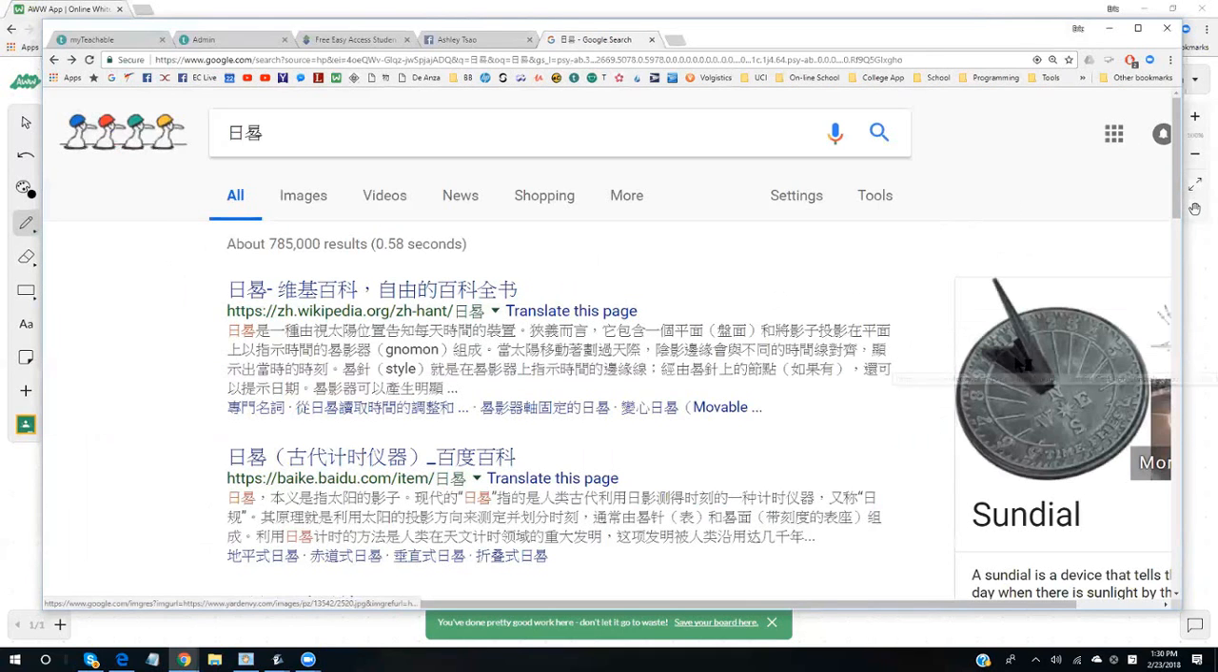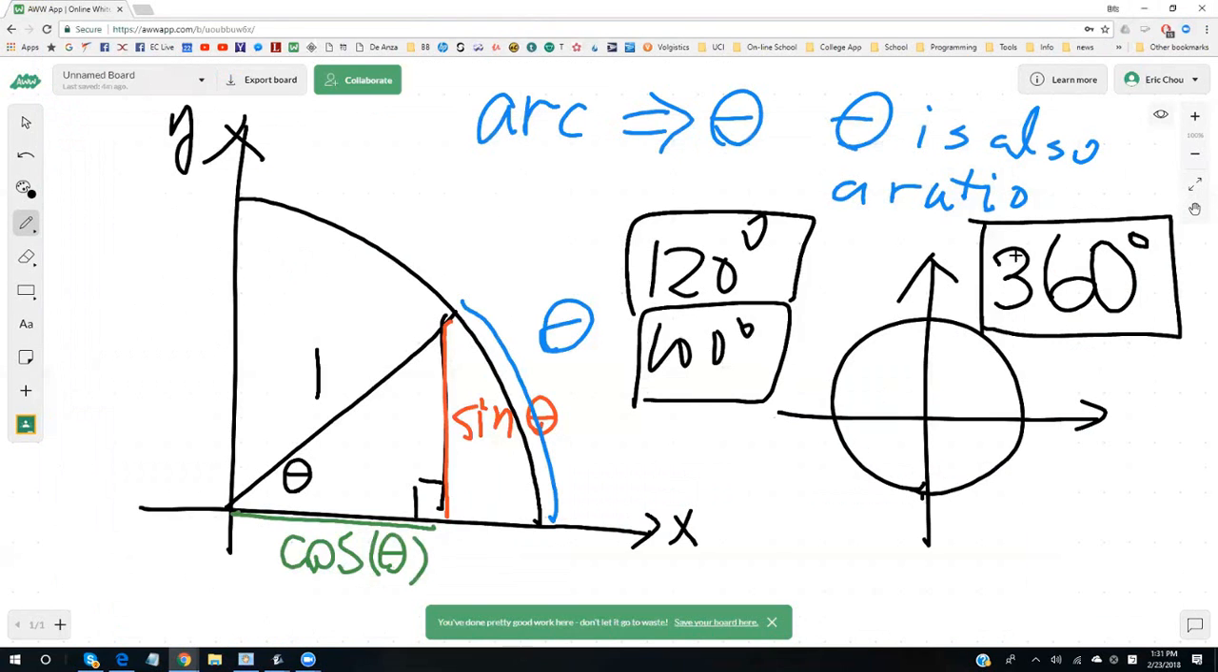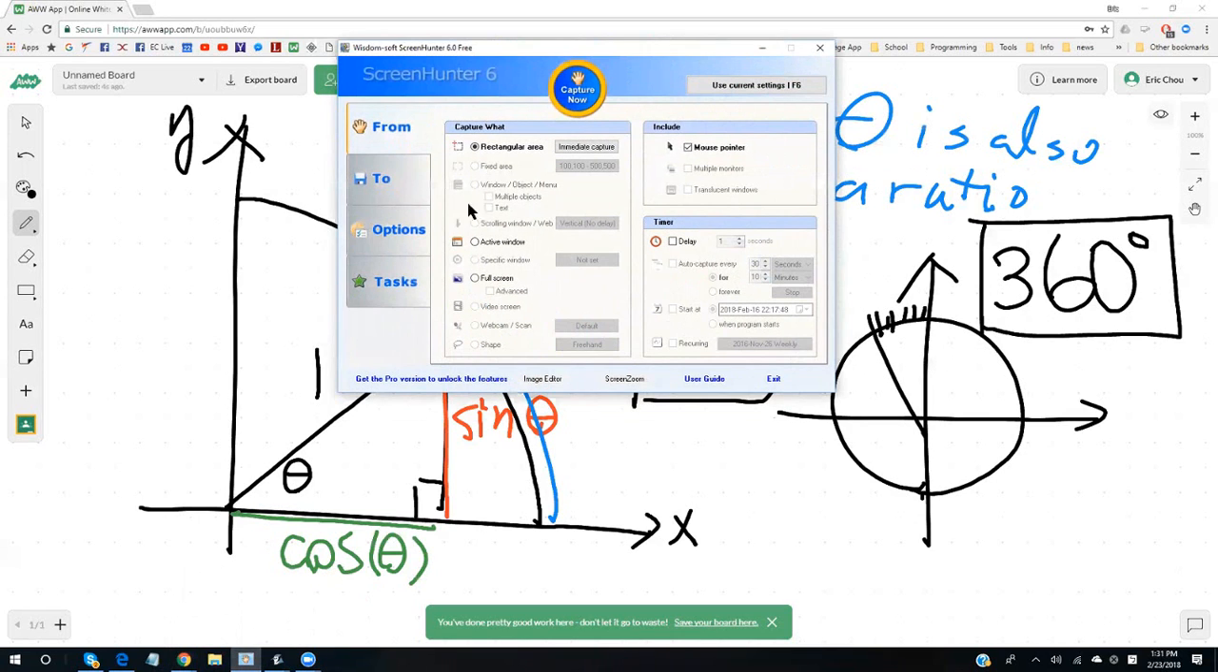So they further divided it into 24 hours. So each hour has how many degrees? Each hour has 360 divided by 24, that's about 15. So within an hour, they cut 15 over there. And finally each one is 1 degree. Okay, that's how ancient people kept time.